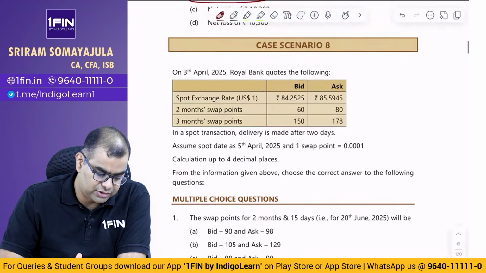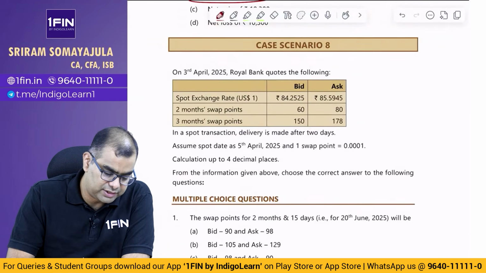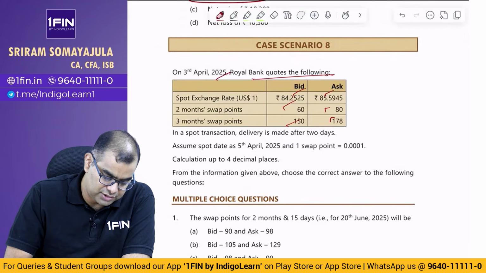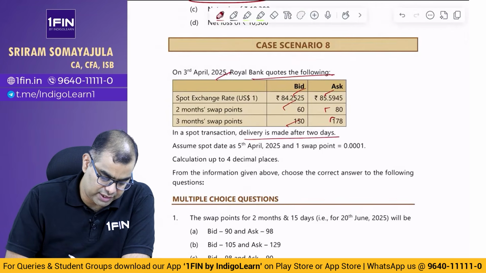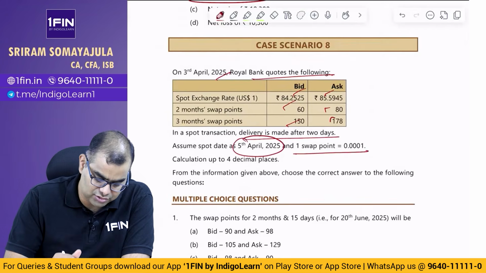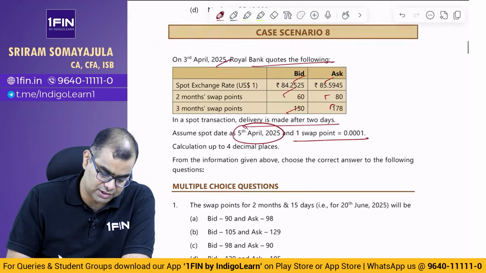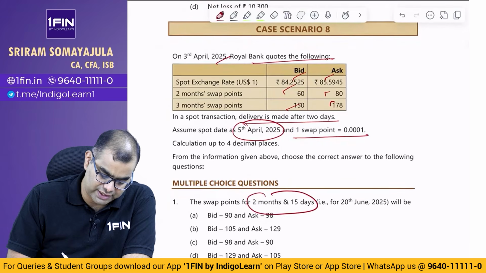Okay, then case scenario number 8. On 3rd April 25, Royal Bank quotes the following: bid and ask, 2-month swap, 3-month points. In spot transaction, delivered in May after 2 days. Assume spot dates are 5th April and one swap point is 0.0001. Calculation up to 4 decimal places. From the information given, choose the correct answer. Swap points for 2 months and 15 days. 2 months and 15 days is half of these two.